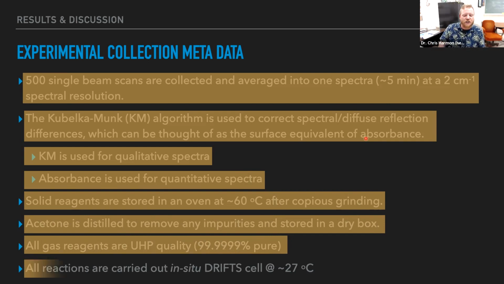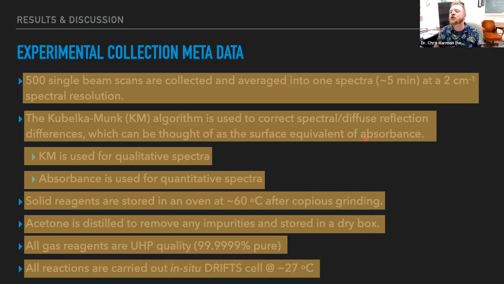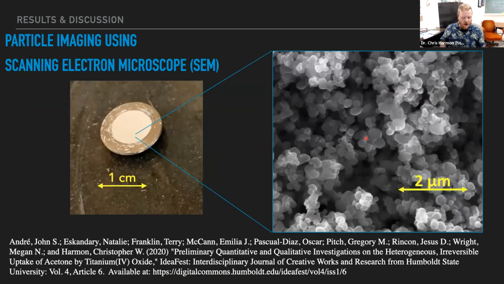And all reactions are carried out in situ in the drift cell, and we have not done any cooling. So our drift cell is about 27 degrees. It's warm in there because of the electronics of the spectrometer. Okay. So one of the first things we did was get an image of these particles.